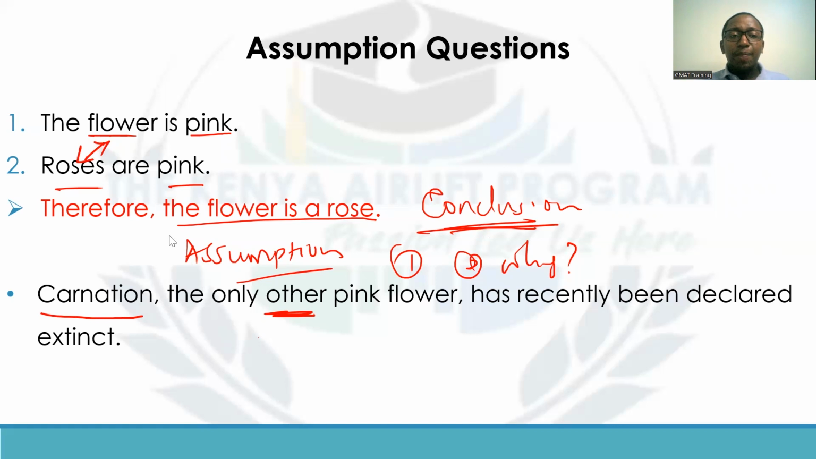And if this assumption is not true, say that the carnation is not extinct, then this flower can either be a rose or a carnation. So if this assumption was flipped or wasn't true, then the conclusion falls apart. That's what we are saying is the difference between strengthening a conclusion and finding an assumption.